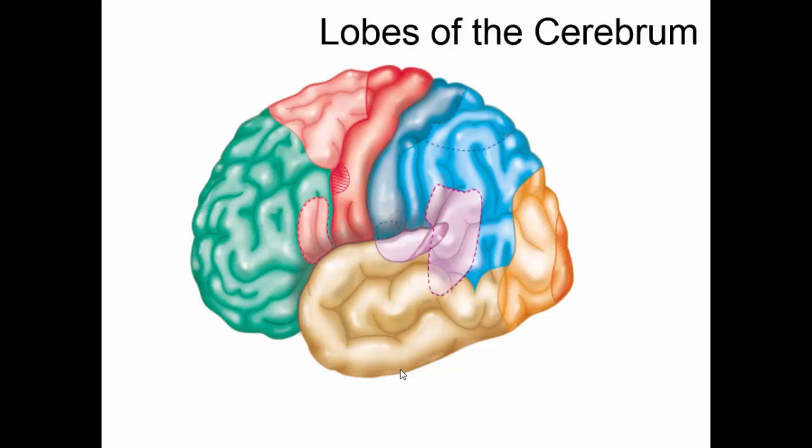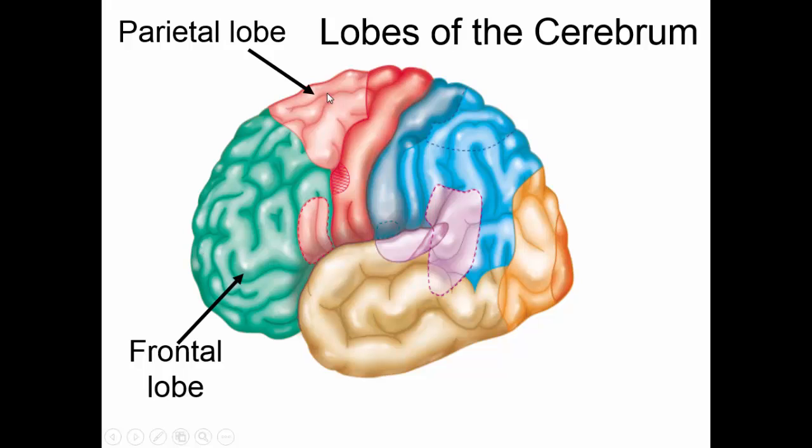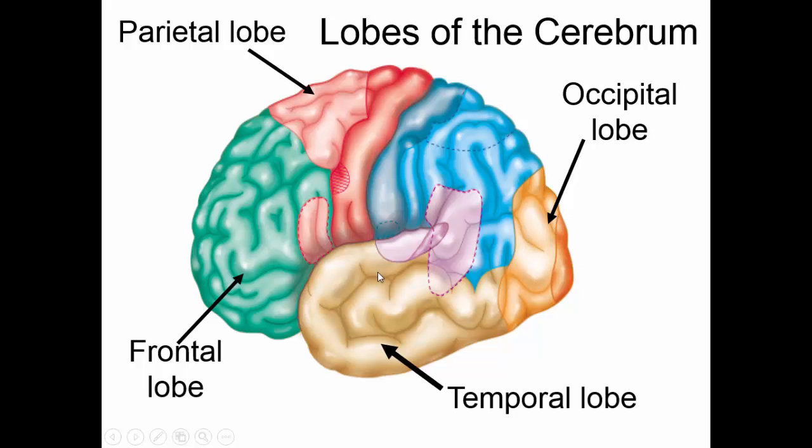The lobes are named for the bones above the parts of the brain. So we have the frontal lobe that is under the frontal bone. The parietal lobes will be under the parietal bones. The occipital lobes will be under the occipital bone, and the temporal lobe will be under the temporal bones.